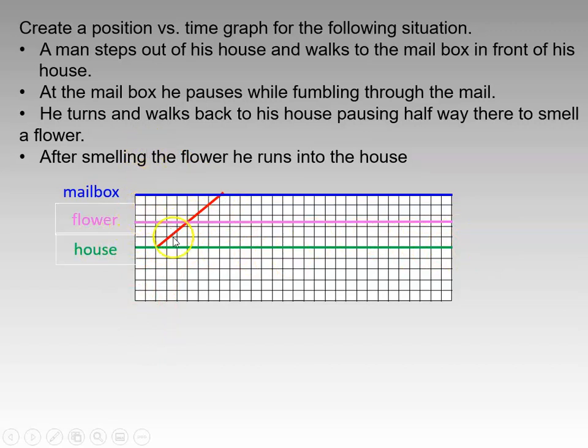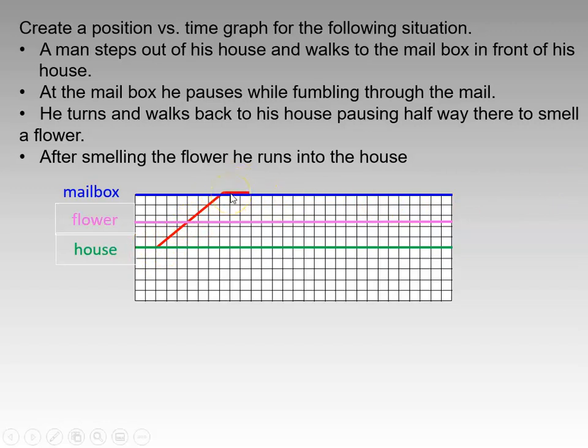So in any case, we don't know what time this happened at, but we're going to say the man stepped out of the house and probably paused, and as soon as the man started walking, that's when we actually started our watch. So we started graphing the man's motion as soon as he walked, and he walks toward the mailbox and then pauses while fumbling through the mail. There's the pause.